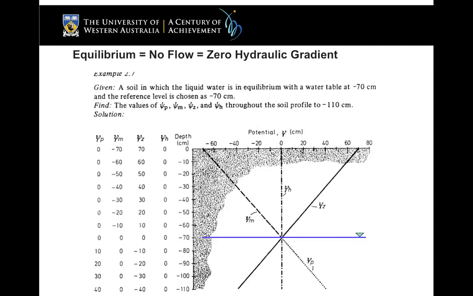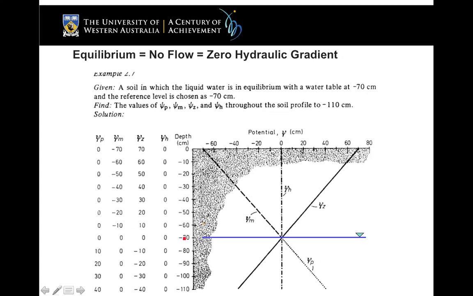That's a little bit trivial, but now we can actually use it to estimate various things about where water is in soil. Here we have depth on this axis, and on this axis is the potential energy, potential head. We're given the question: the soil in which the liquid water is in equilibrium with the water table. When you have a question that says things are in equilibrium, it means things are not moving or changing with time. We have a water table at minus 70 centimetres down here, and the reference level is chosen as being minus 70 centimetres.